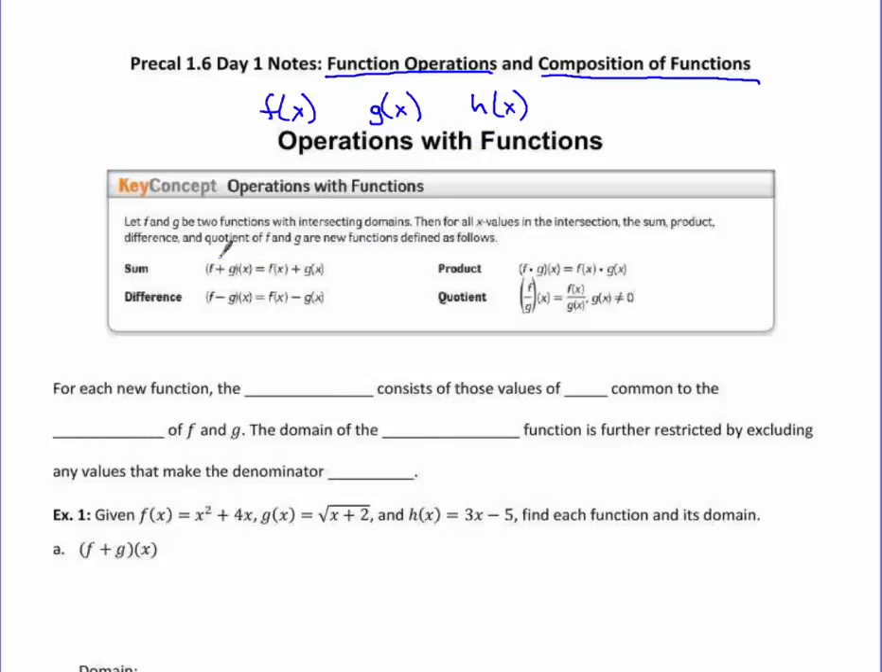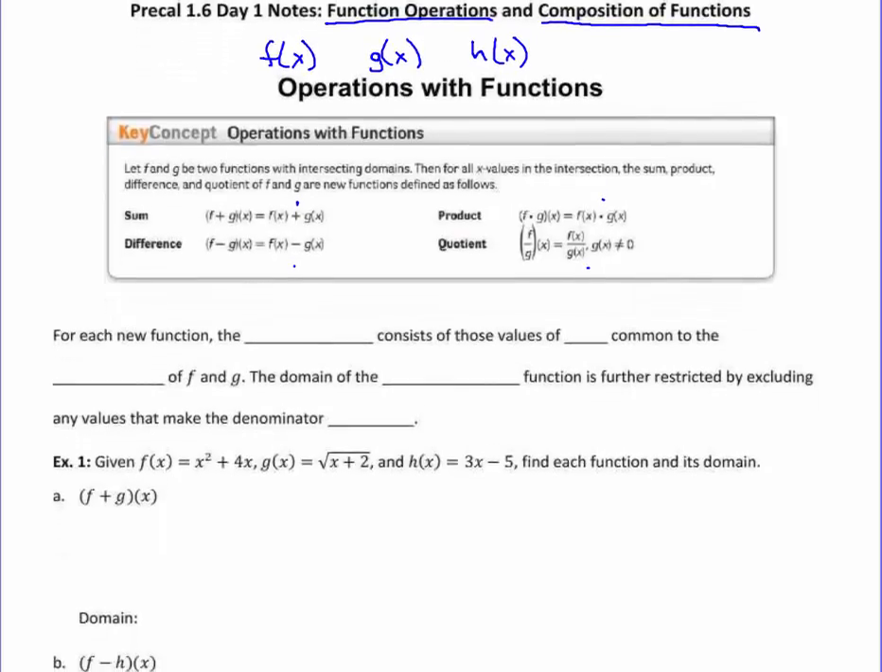Some of the things we're going to do is add two functions together, subtract functions, multiply them, and then we'll also divide them. And when we do these things, for each new function that is produced by adding two functions together, the domain consists of all those values of x that are common to the domains of f and g. So we take the domain of each function and we see what they have in common, and that's the new domain of the new function, and we'll see what that means in a minute.